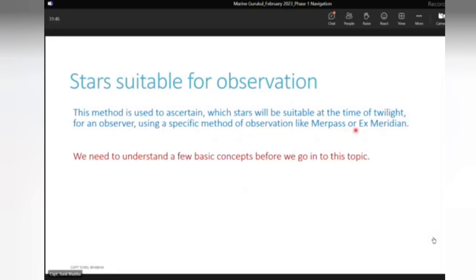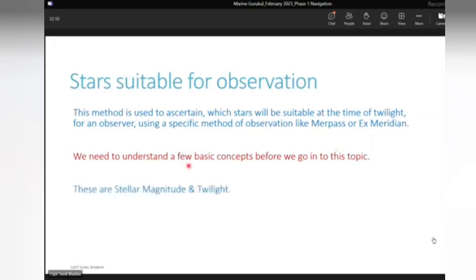And if we want to use a particular star for ex-meridian sight, we are aware that that particular star should be within the ex-meridian limit. So we need to check the ex-meridian limit for the observer for that particular body, and we need to make sure that the particular star is within that ex-meridian limit to be suitable for an ex-meridian observation.